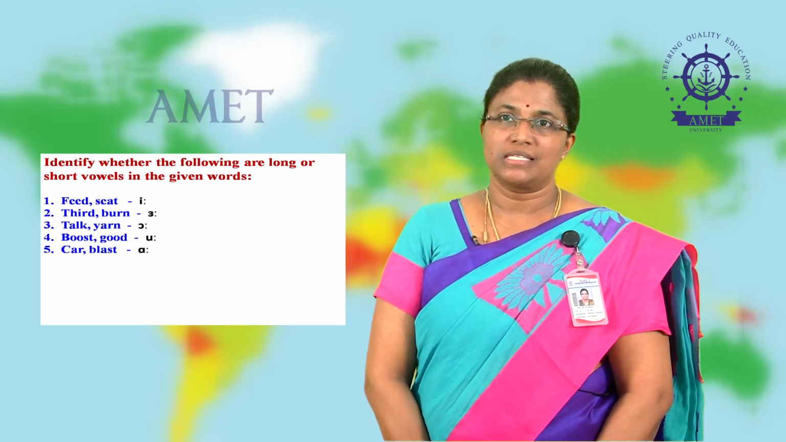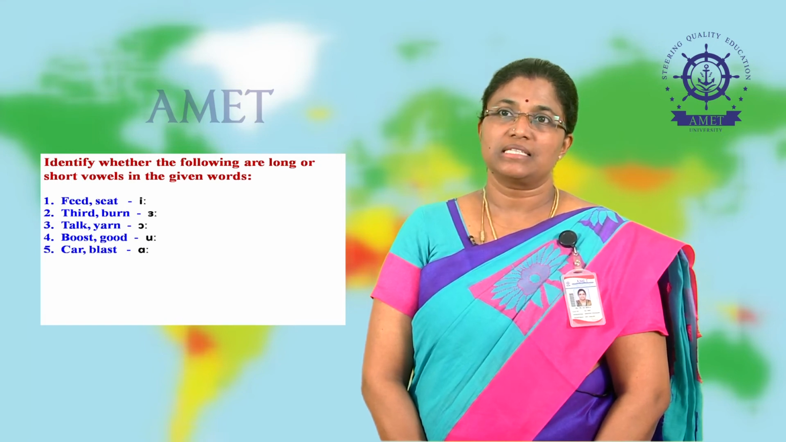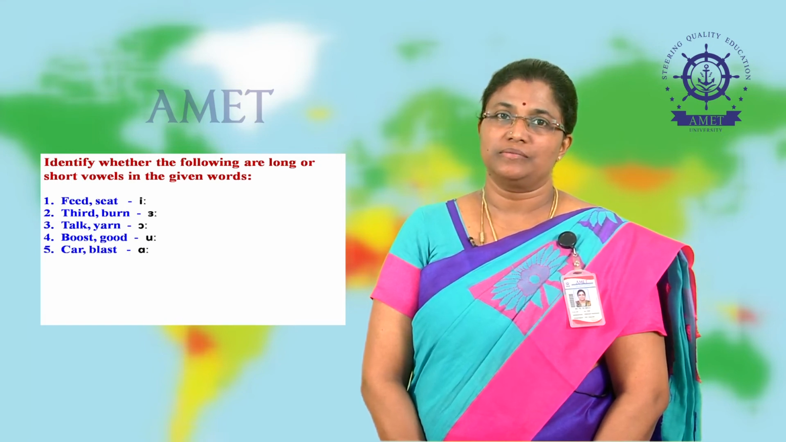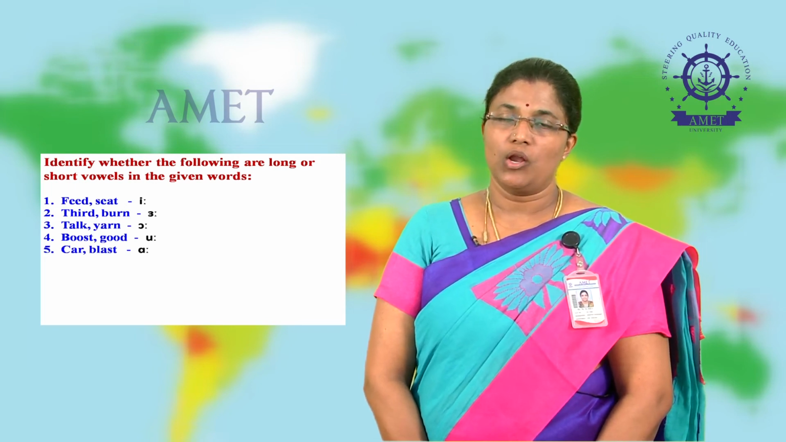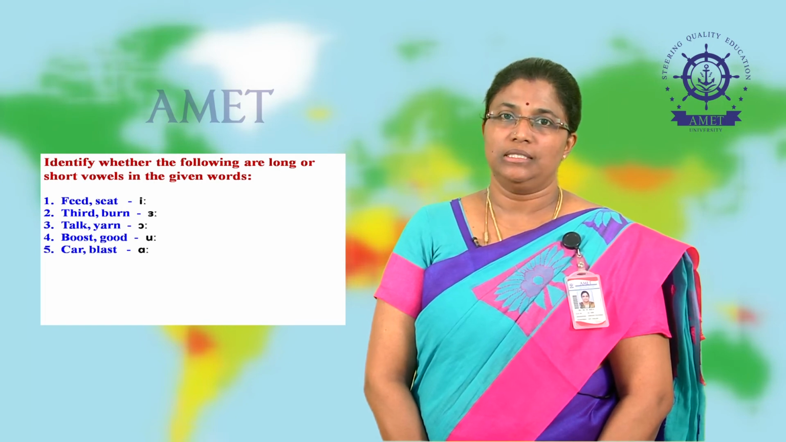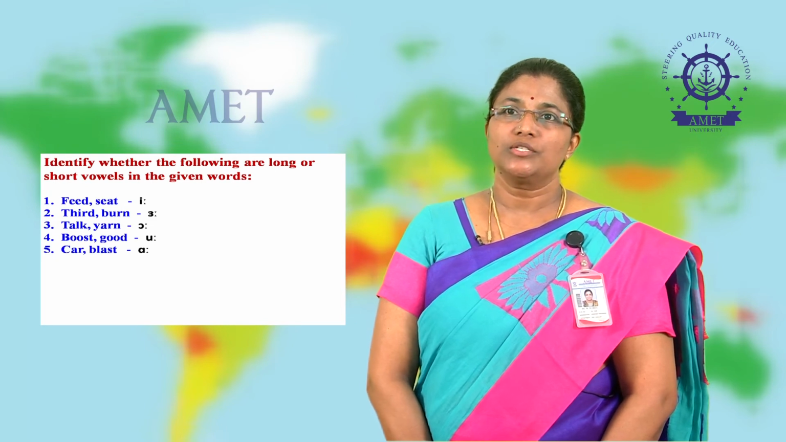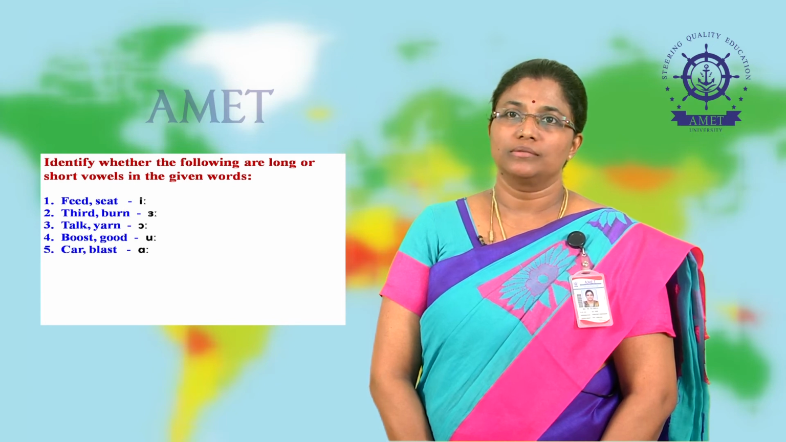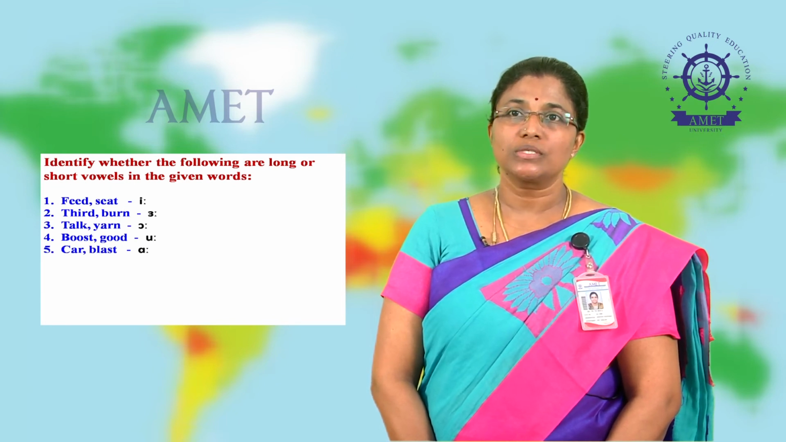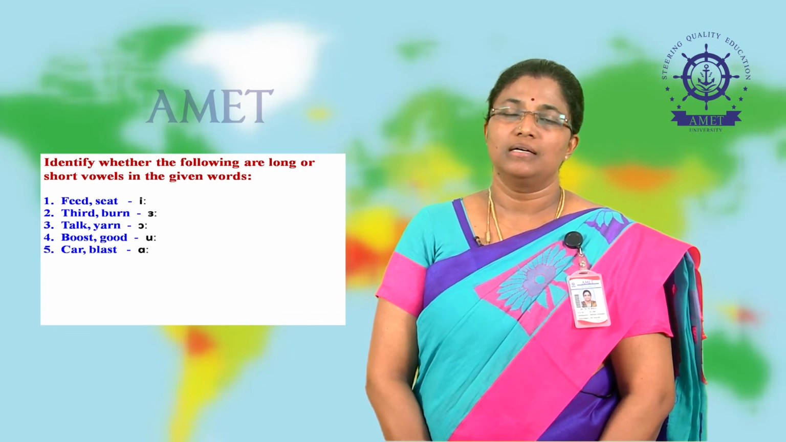First pair of words, feed, seat. So, you can sense the long E in these words. Second pair, third, burn. It is also a long sound, not short. Third one is talk, yawn, which is again long. Fourth one is boost, good, long oo. Fifth one is car, blast, long sound.